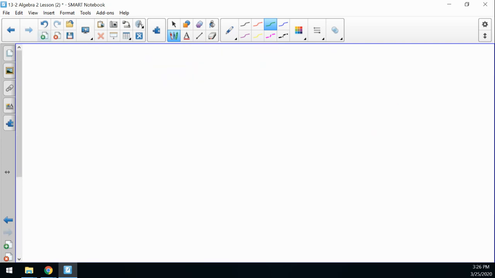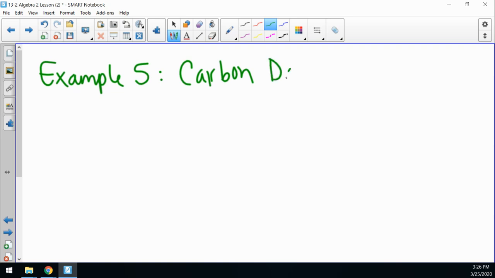Now, our next problem is going to be using carbon-14 dating. So example 5, carbon dating.